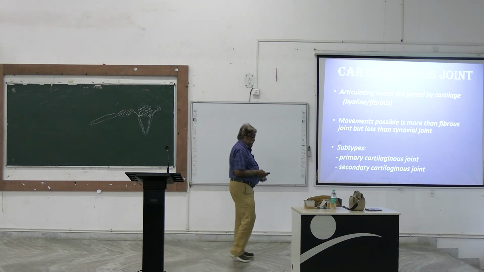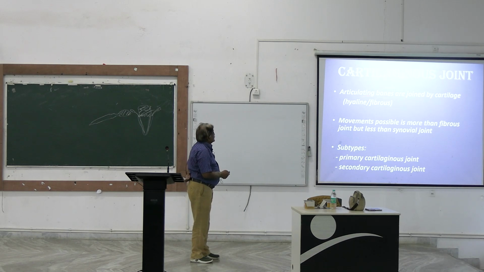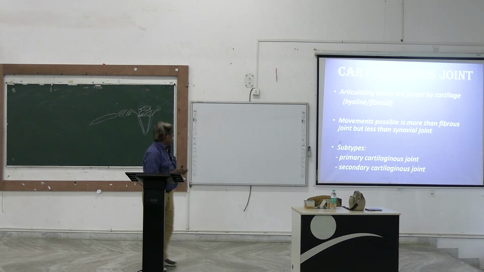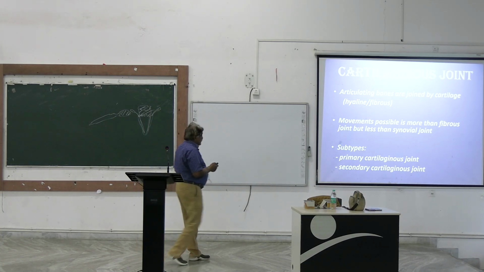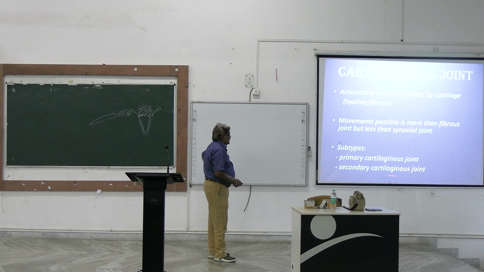Now, cartilaginous joint. Articulating bones are joined by cartilage, hyaline or fibrous. Movements possible are more than in a fibrous joint but less than in a synovial joint. Now, that is the difference between a cartilaginous joint, a fibrous joint and a synovial joint. Subtypes: primary cartilaginous joint and secondary cartilaginous joint.